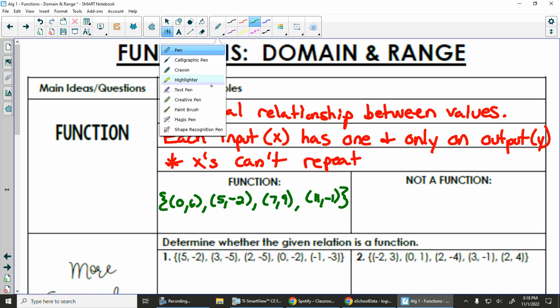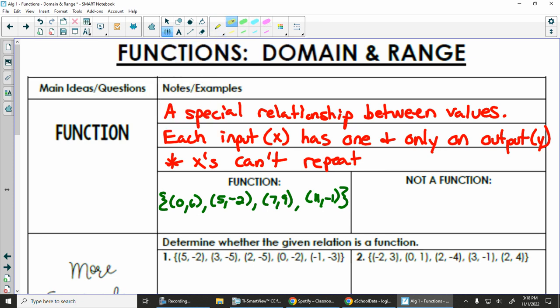Now remember, if you look at the definition we just wrote here in red, a function is where each input, or x, has one and only one output. Okay, so if I take a look at these ordered pairs here, and I look at my x's, I have a 0, a 5, a 7, and an 11. Each of my x's is used once and only once. None of them repeat. That is why this is considered a function.